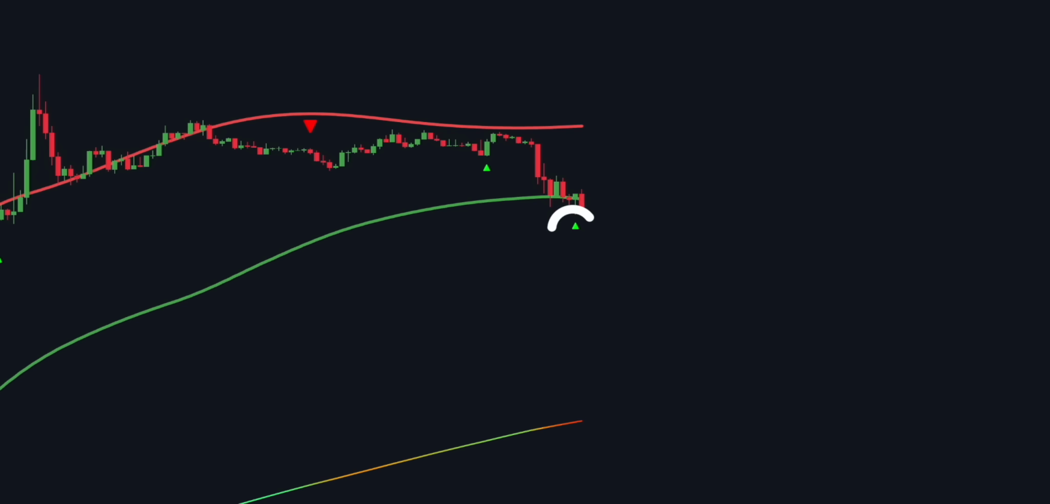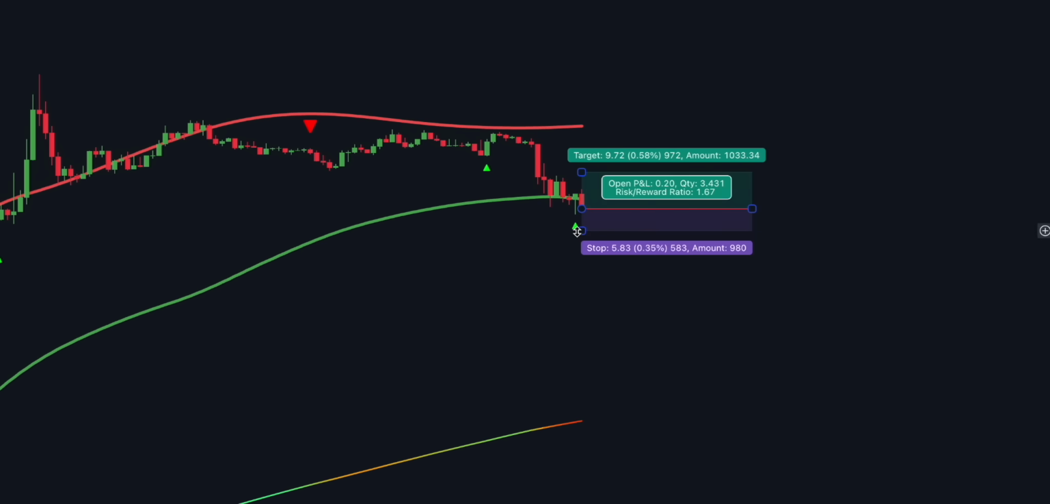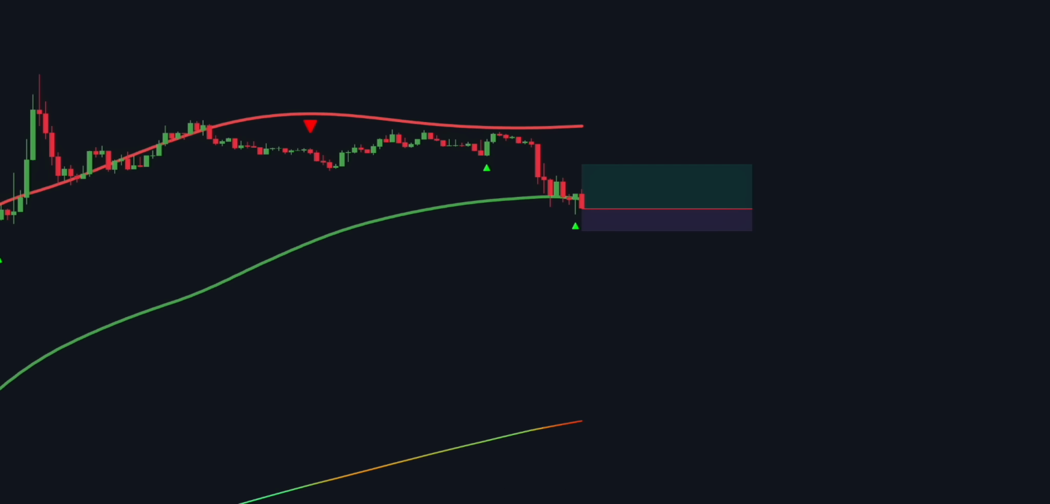Last condition, a small or big green triangle must appear on the pullback. This is a signal to enter a long trade. Place the stop loss below the lower green band and target no less than 1.5 times the risk.